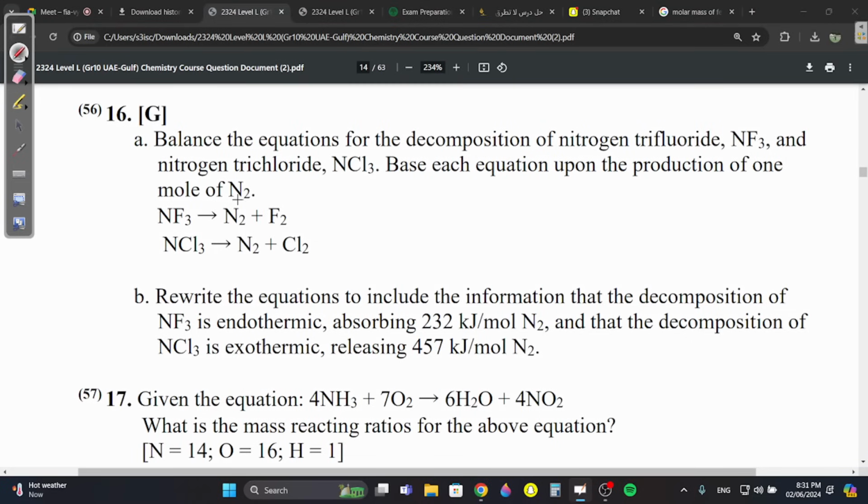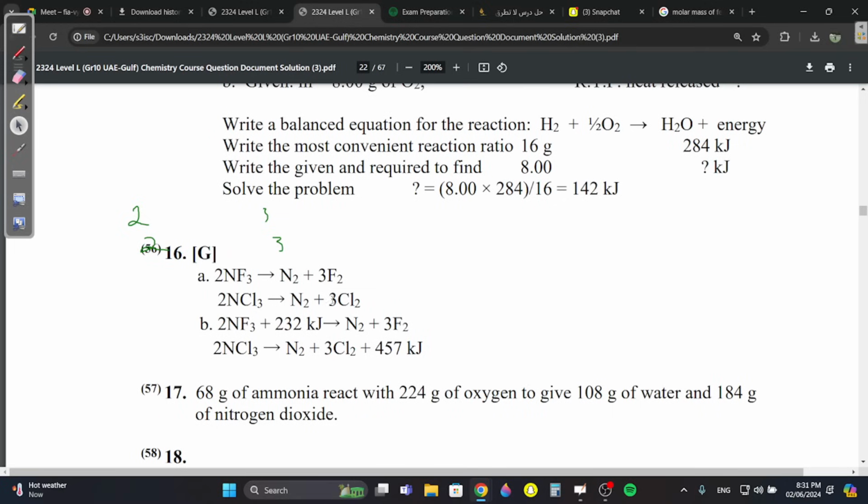Since you have 3 here, 2 here, just multiply this by 2, multiply this by 3. Now it's balanced, obviously, 2 nitrogen, 6 fluorine, 6 fluorine. NCl3, you have 3 Cls, and here 2 Cls. Multiply this one by 2, multiply this one by 3. Again, 2 nitrogen, 2 nitrogen. Is that it? 2, 3, 2, 3.